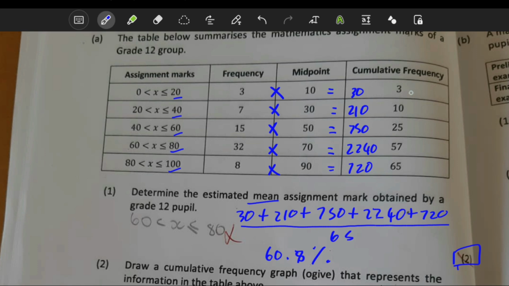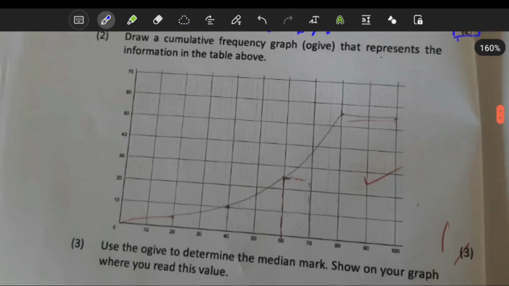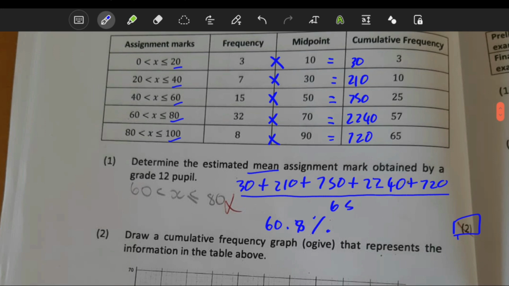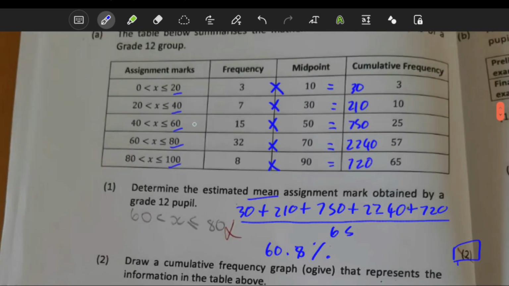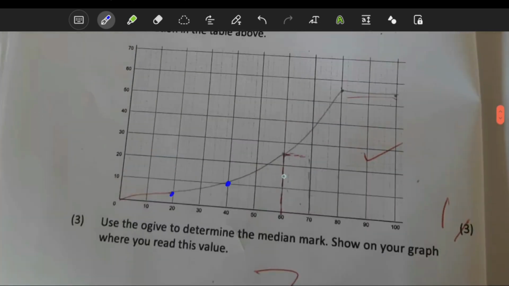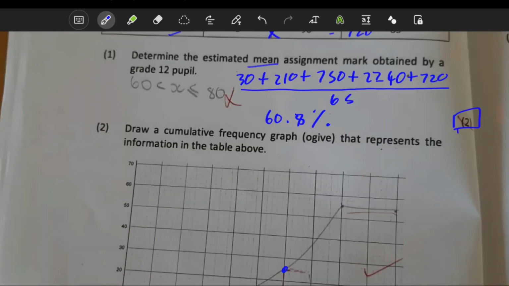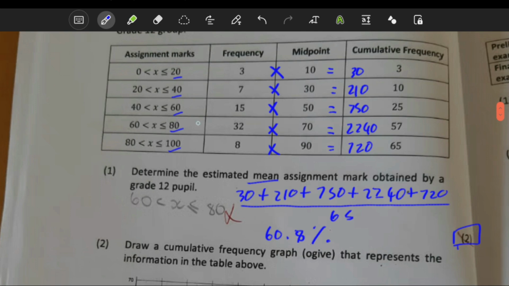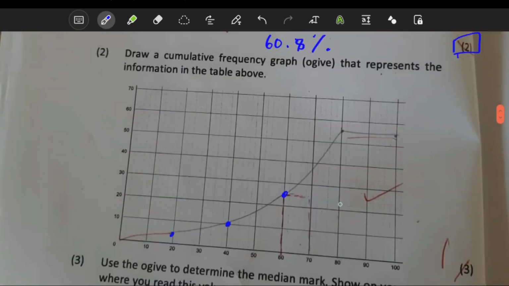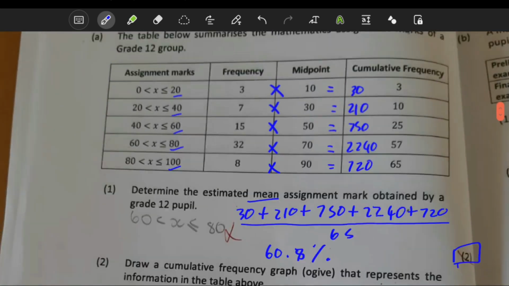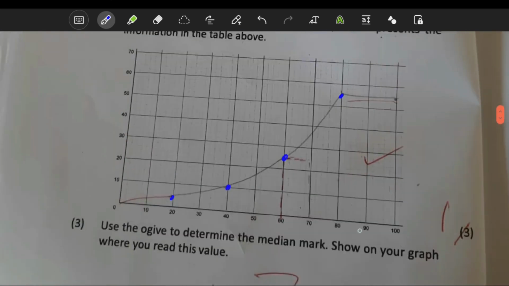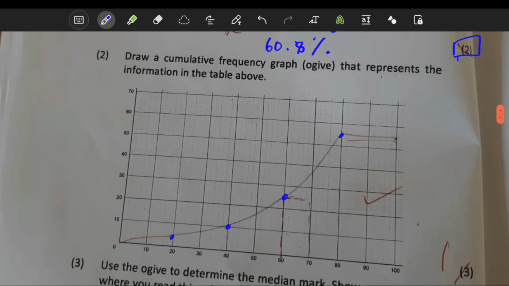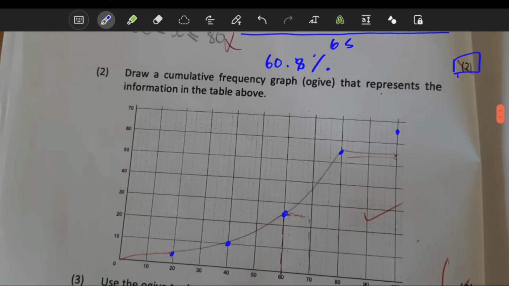So use this together with this, so meaning that for 20 it should be like 3, right, which is fine. And then for 40 it should be like 10. So where's 40? 40, it's 10, perfect. And then 60, it should be 25. 60, we have 25, which is in the middle, perfect. And then at 80 we have 57. 80, we have like 57 over there. And then 65, which is going to be the 100, right? So 65, 100. So it's like over here. There we go.